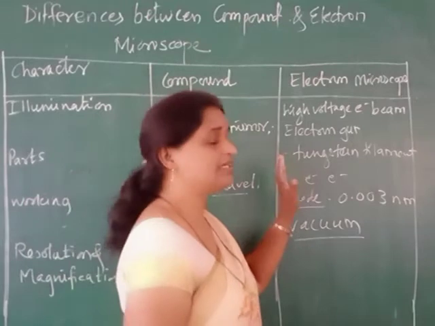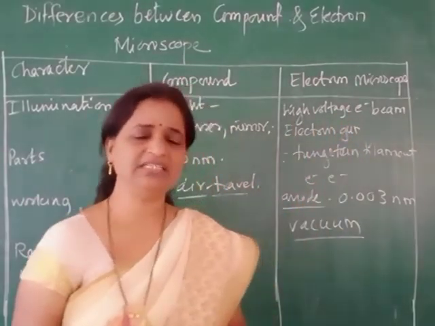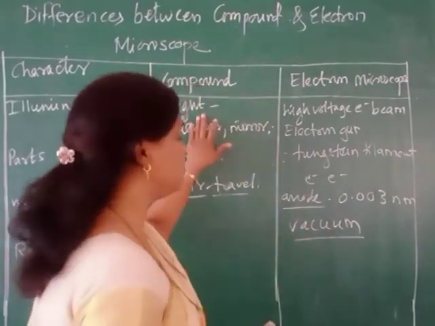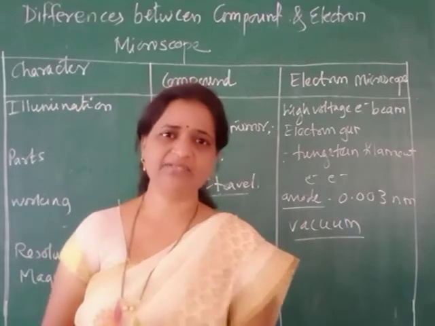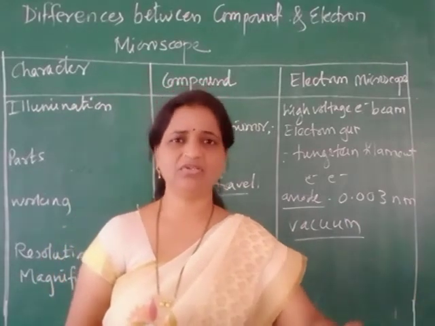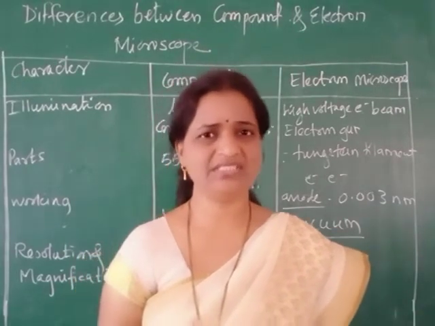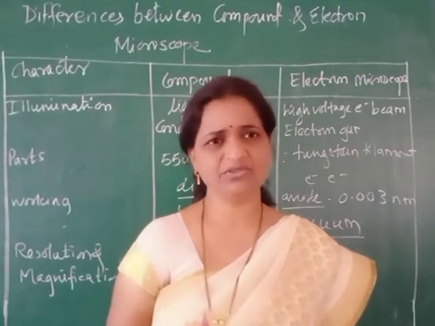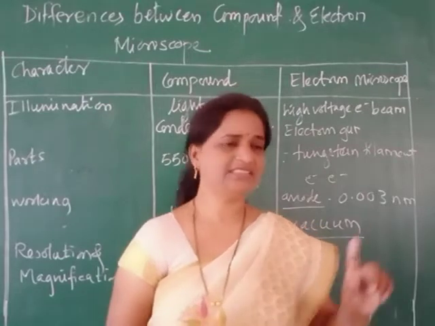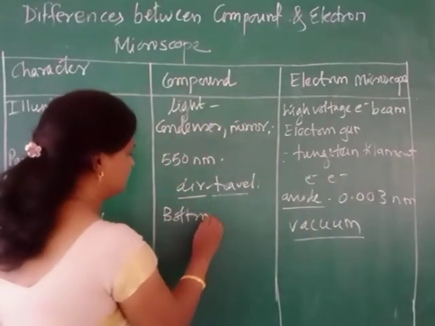In case of electron microscope, illumination was done with the help of electron gun. It was placed at the top. This is another difference. In case of compound microscope, light was generated from the bottom. Your mirror is placed at the bottom, on which light will fall. If electric bulb is there, there is no necessity of the mirror, so that light falls directly on the condenser. So one thing is, light source is present at the bottom.